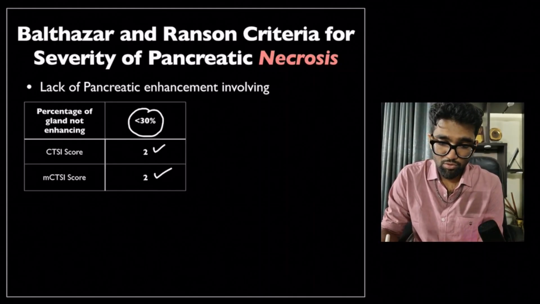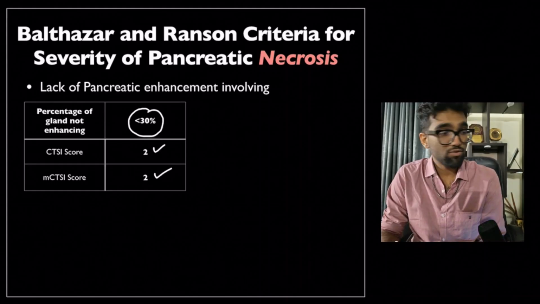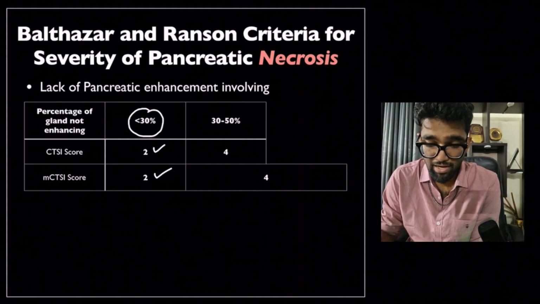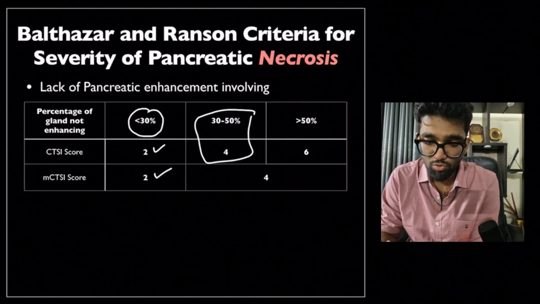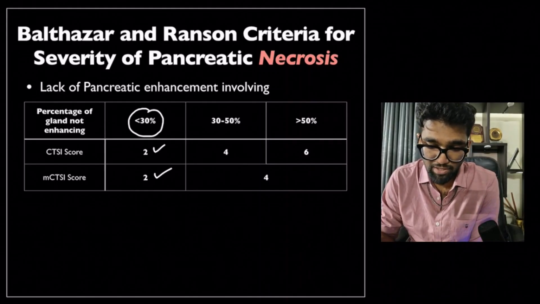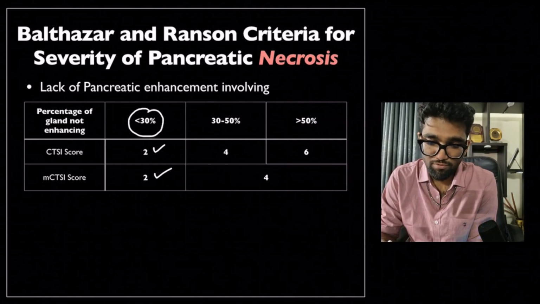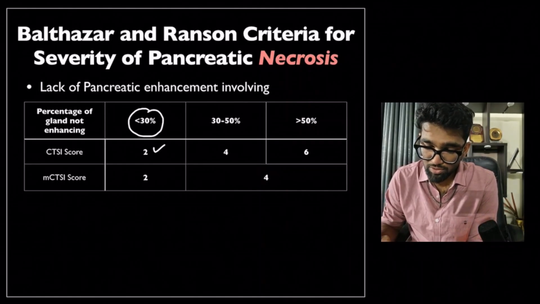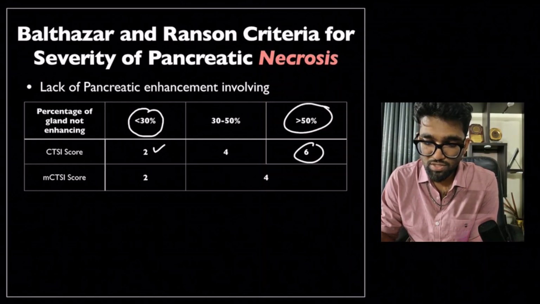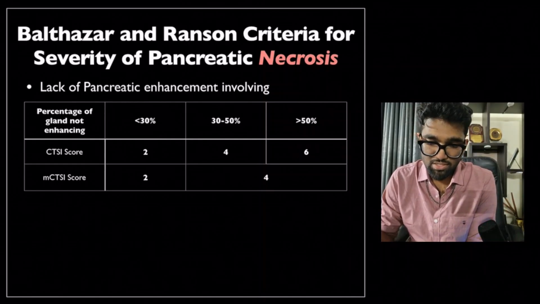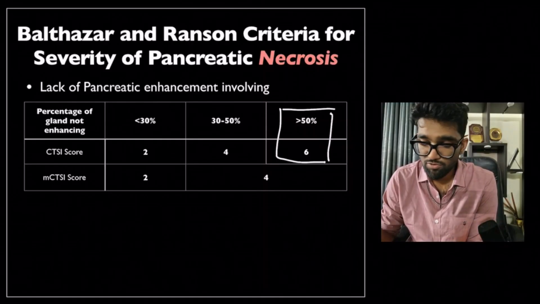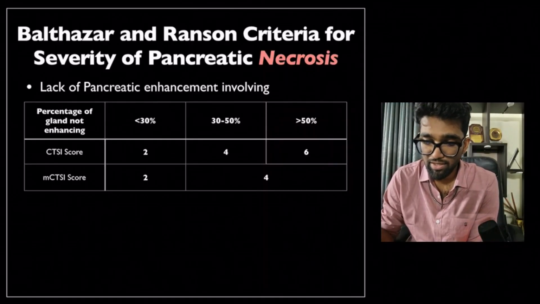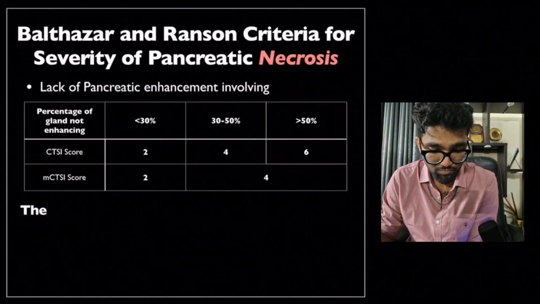Now, in the original CT severity index, if 30 to 50% of the gland was not showing enhancement, then a score of 4 was given. Whereas in the modified version, regardless of whether it is more than 30 or more than 50, the score is always 4. In the original one, if it was more than 50, a score of 6 was given. As you can see, essentially in the modified CT severity index, this has been replaced by the presence of extrapancreatic complications that are discernible on CT imaging.